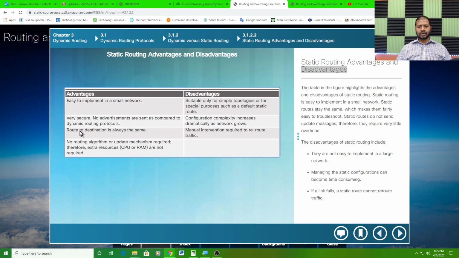Number three, route destination is always the same. Even though your network topology has changed, you have added more devices or changed the path, your path from your router to the destination network always remains the same because you manually wrote it down. It's not changing, it's static. Number four, no routing algorithm or update mechanism is required. So there is no calculation required. You are manually writing it down. Therefore, no extra CPU or RAM is being used.